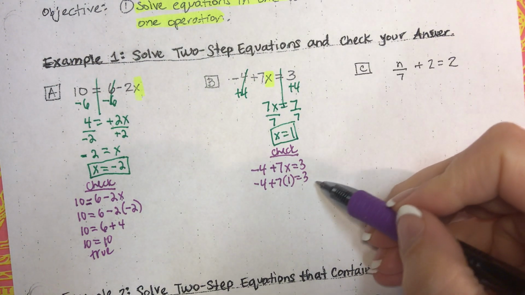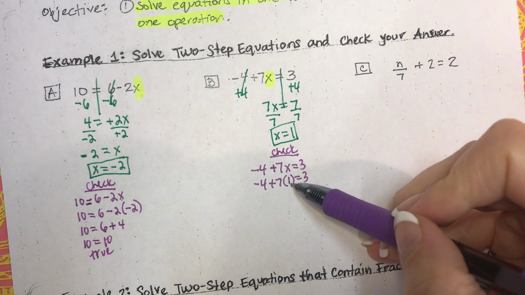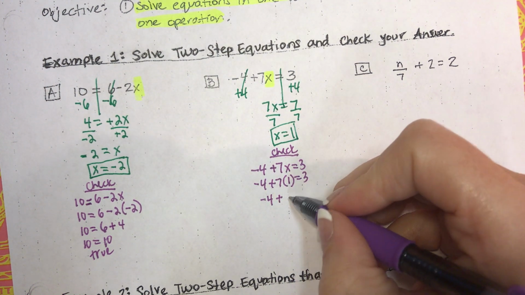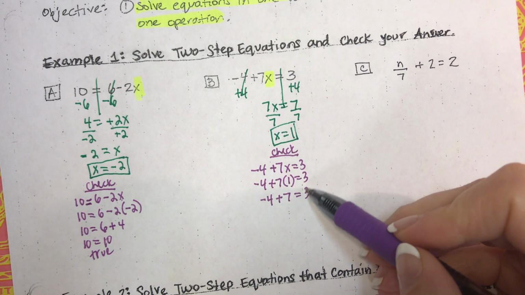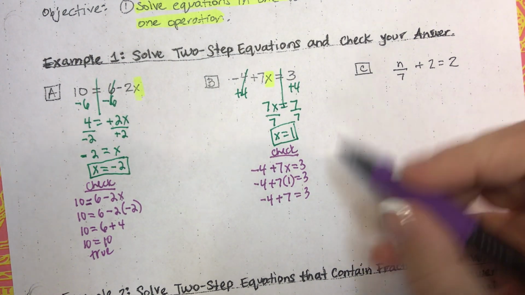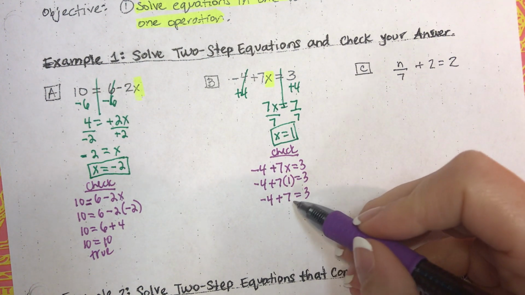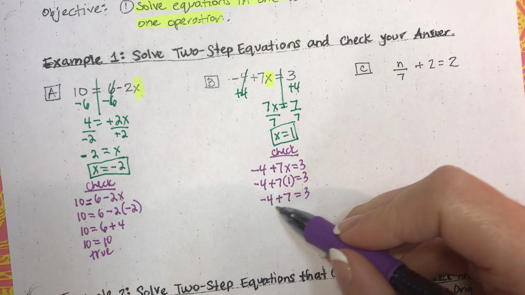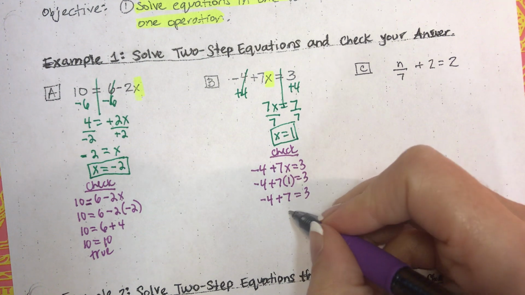Now we're going to do order of operations for this side of the equation. We're going to do that multiplication first. So I'm going to rewrite the negative 4 plus 7 times 1 is just 7 equals 3. There's nothing really to simplify, so we just keep writing equals 3 over here on this side. We're going to add, so we have negative 4 plus 7. This is negative, this is positive, so you find the difference between 7 and 4, which is 3.